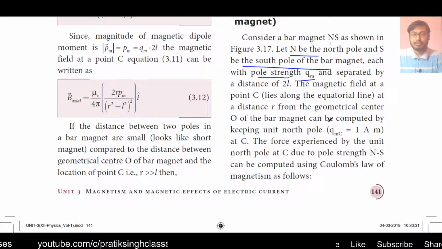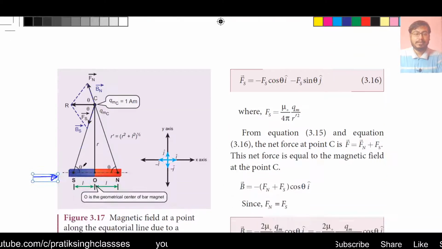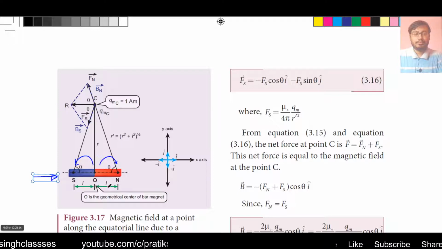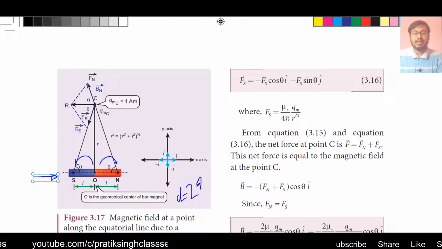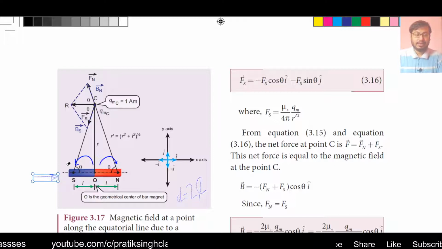Here the distance from the center to either the north pole or the south pole is L. That means the distance from pole to pole is 2L, that is, d equals 2L, as we have seen earlier. Also keep in mind that the geometric distance and the magnetic distance or polar distance are two different terms, and they are not the same quantity.